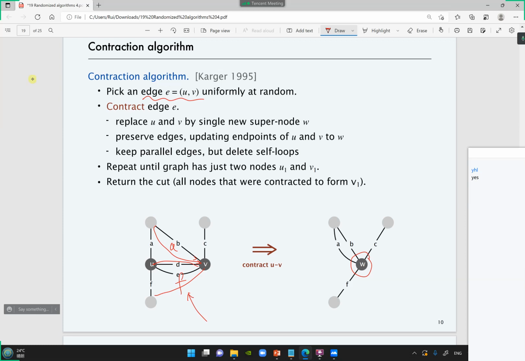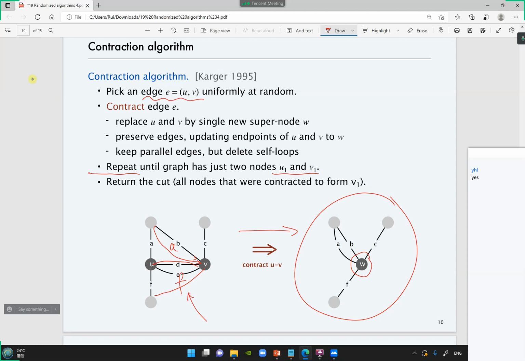After that, you get a new graph. So for example, if you contract over here, you get a new graph. And then in this new graph, again you pick a random edge and contract it, and you have 1 fewer node. You just keep repeating this process until eventually you only have 2 nodes, let's say U1 and V1. These 2 nodes are going to have lots of edges between them, and you take all of those edges between U1 and V1 and say that this is your minimum cut.